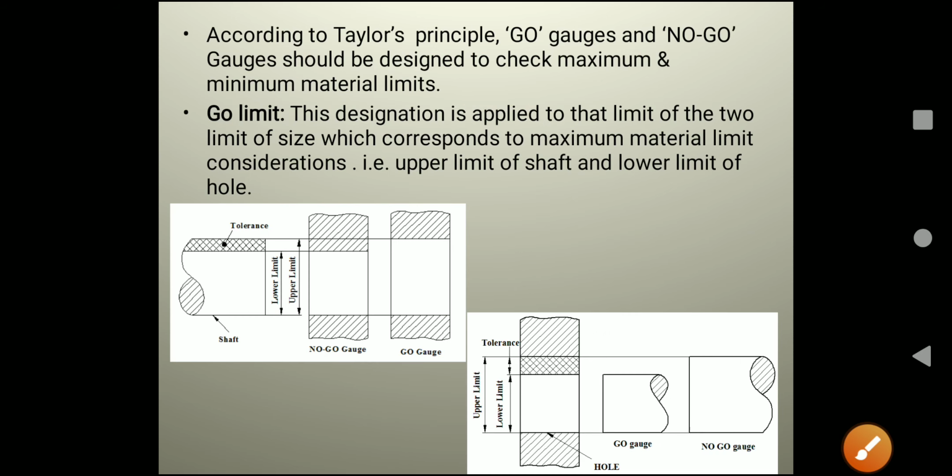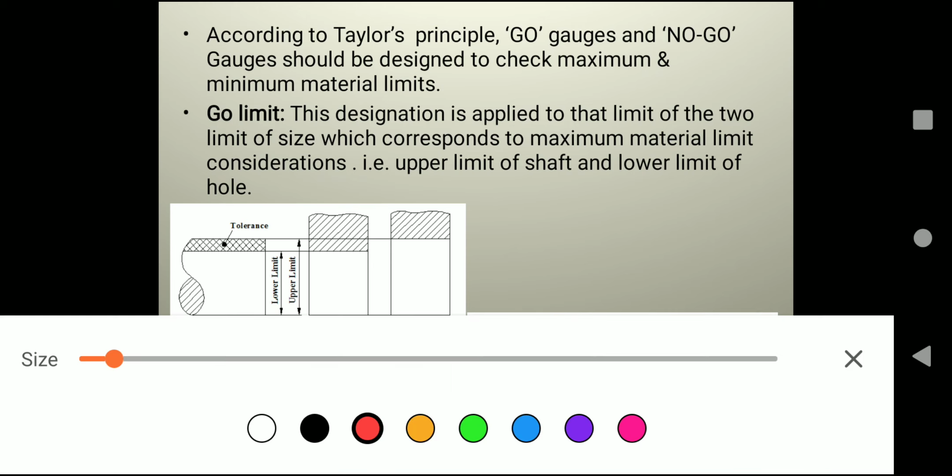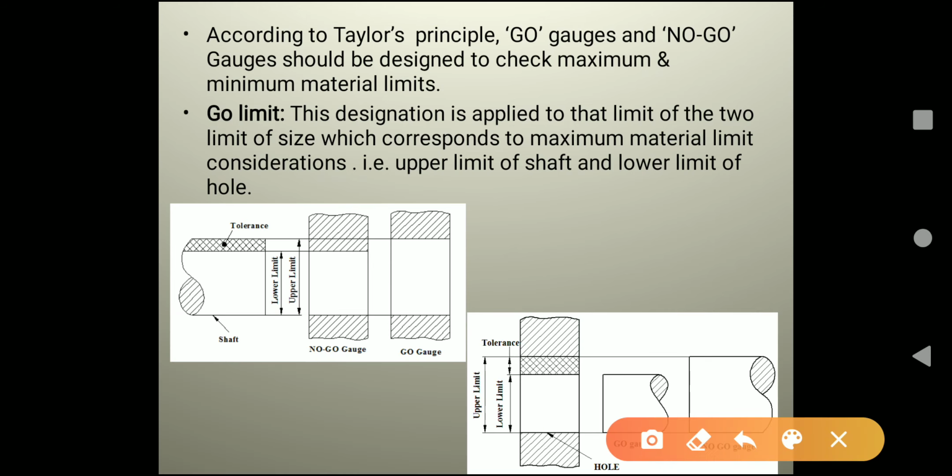So according to Taylor's principle, go gauges and no go gauges should be designed to check maximum and minimum material limits. Here in the figure you can see the presentation of hole as well as shaft gauges. Hole gauges are nothing but plug gauges, and shaft gauges are called ring gauges or snap gauges.